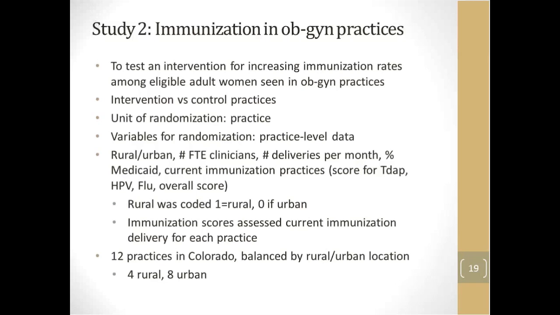So there were 12 practices in Colorado, and we required that the study arms be completely balanced by urban and rural locations. So we only wanted randomizations that included 4 rural and 8 urban practices divided into 2. So we needed 2 rural and 4 urban in each group.